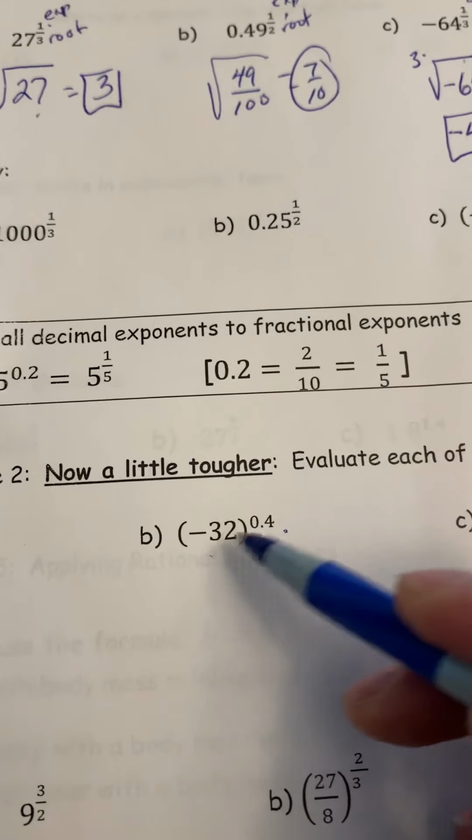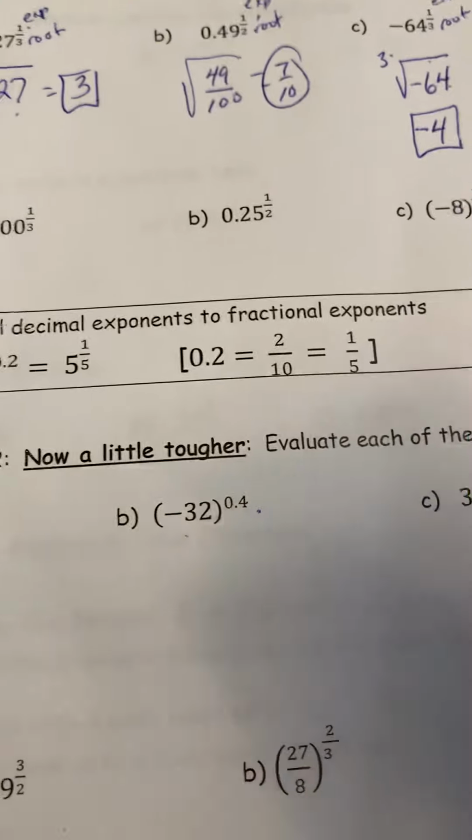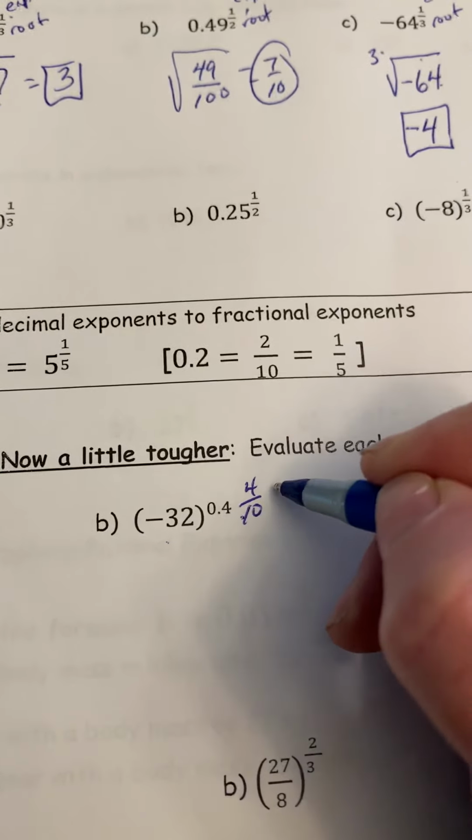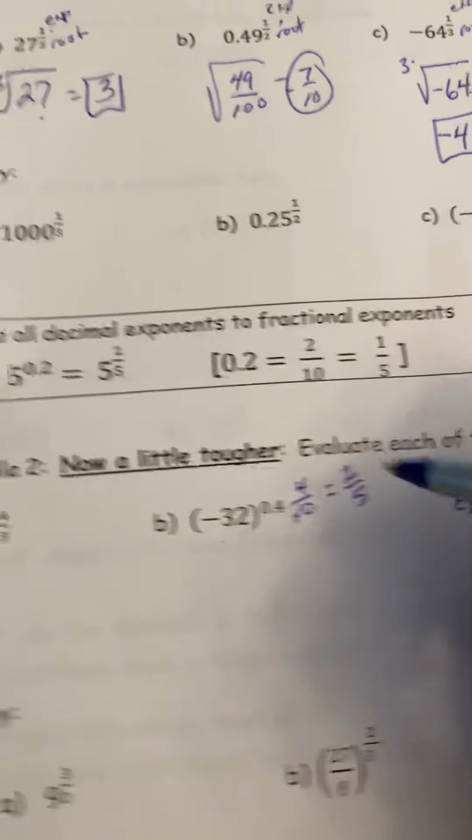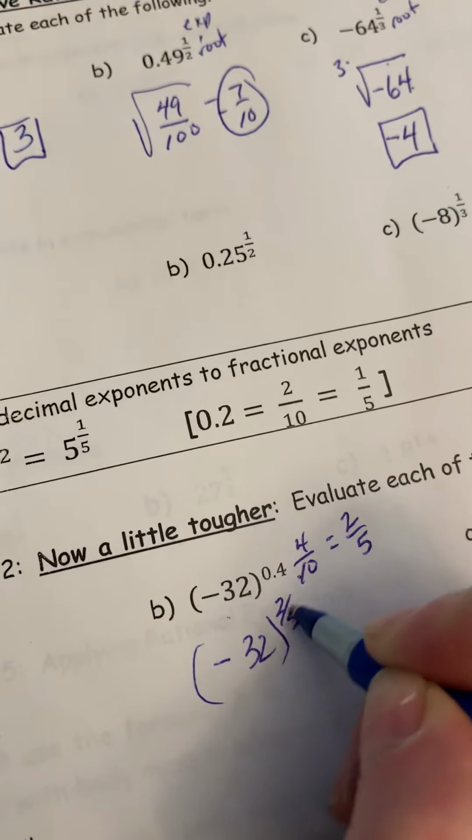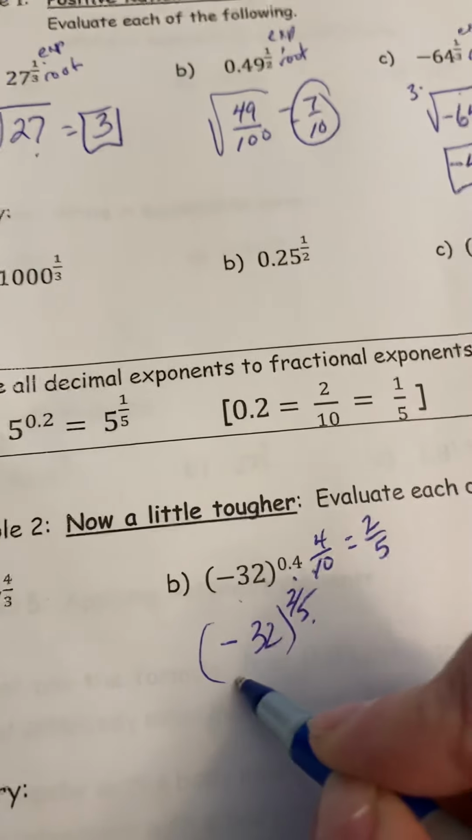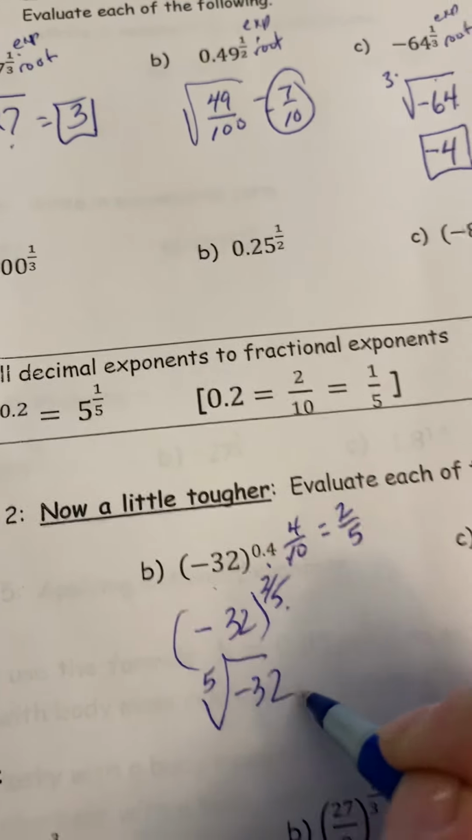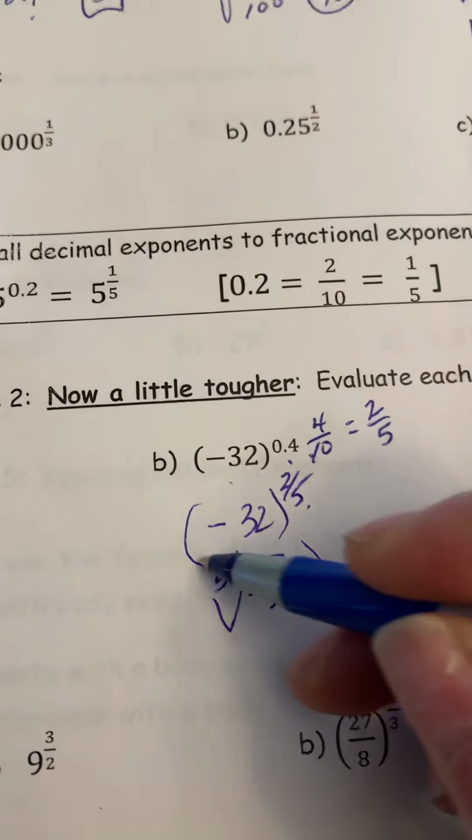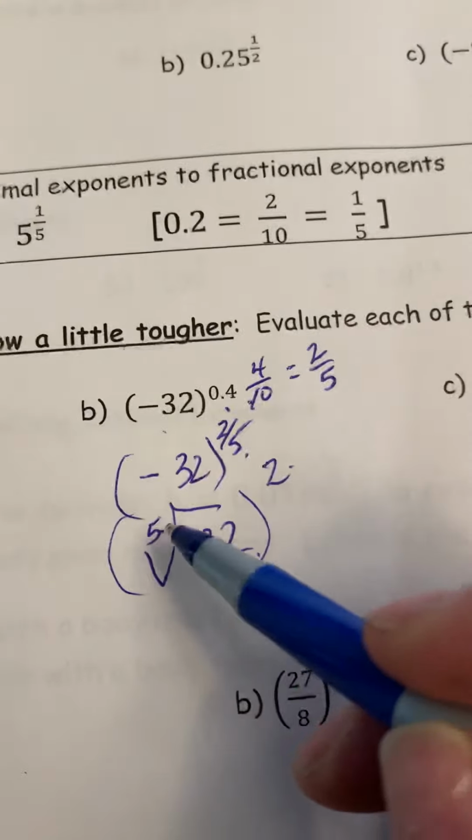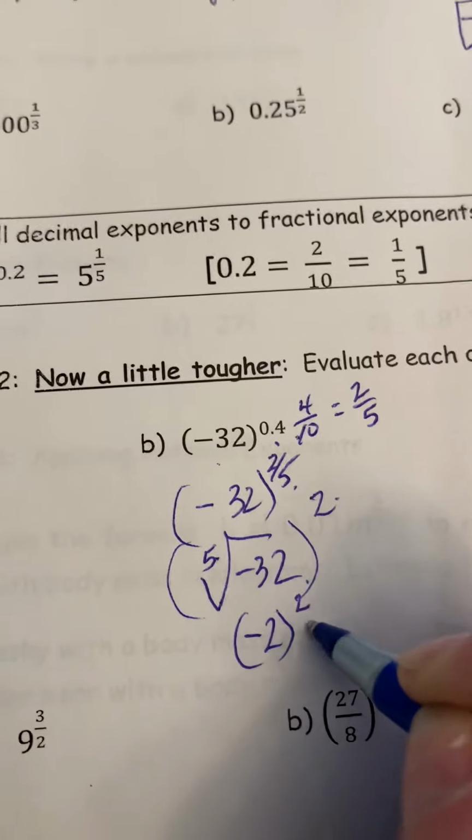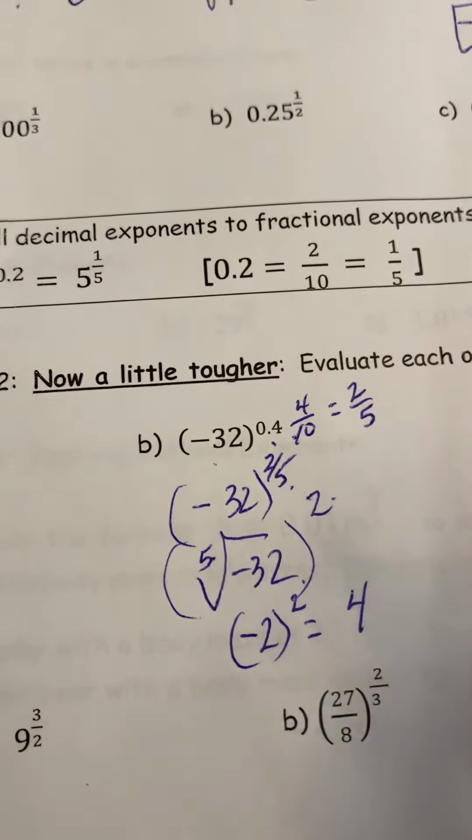Okay, so we have -32 raised to the exponent 4/10. And as soon as I read that, I know, there's my fraction, because you're thinking, where's the fraction? And we always want to reduce. So now we have -32 raised to the exponent 2/5. Exponent, root. I'm going to find the 5th root of -32. Is that doable? Indeed it is, because 5 is an odd number. And then I'm going to square that answer. So what's the 5th root of -32? It's -2. When I square that, I get positive 4.